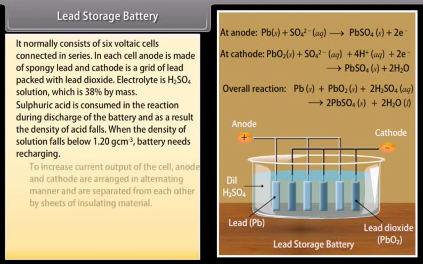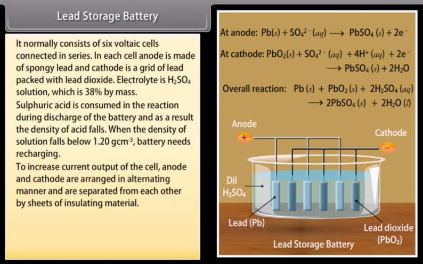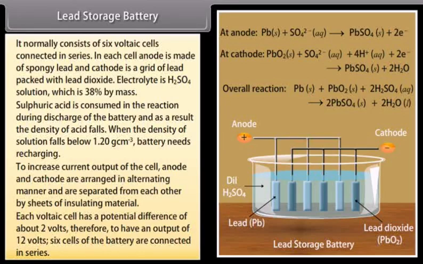battery. To increase the current output of the cell, anodes and cathodes are arranged in an alternating manner and are separated from each other by sheets of insulating material. Each voltaic cell has a potential difference of about 2 volts. Therefore, to have an output of 12 volts, 6 cells of the battery are connected in series.